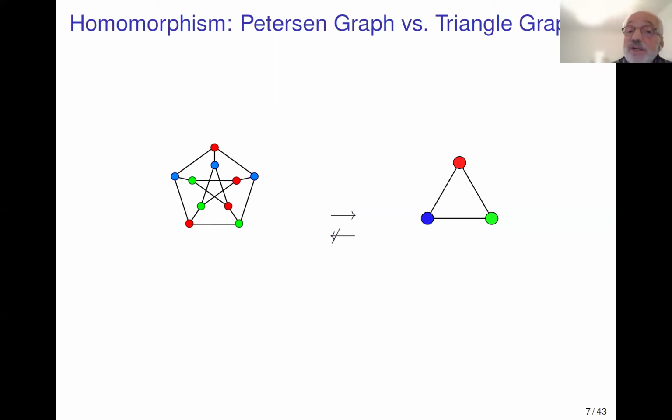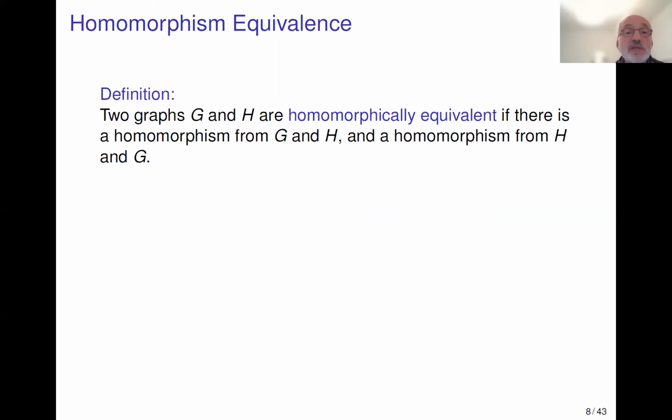On the other hand, Petersen's graph is triangle-free. There is no triangle there. Therefore, there is no homomorphism from the triangle to Petersen's graph. So that's the notion of homomorphism between graphs.